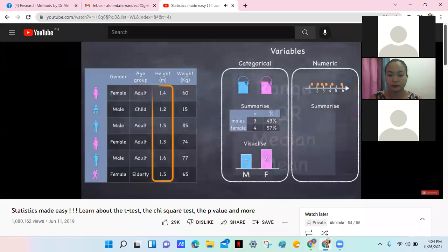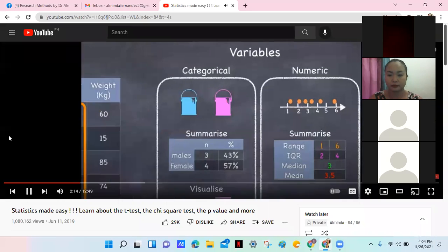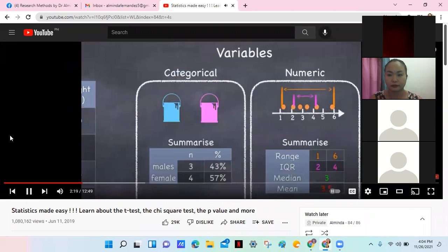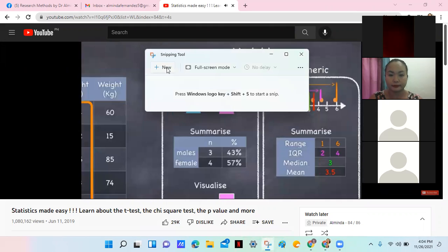And to summarize numeric data, we're firstly interested in the spread or the distribution of the data. So we might describe the range of the data, the interquartile range. We could also include the standard deviation. To get a sense of the middle of the data, we use the median, which divides the data into two equal halves, and we use the mean, which is the average. The mean is probably the most commonly used summary value to represent this kind of data.